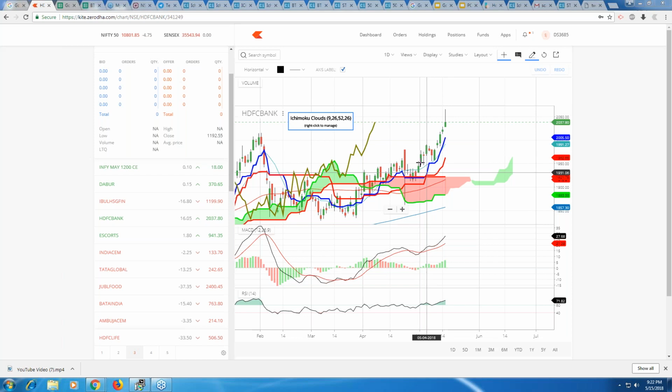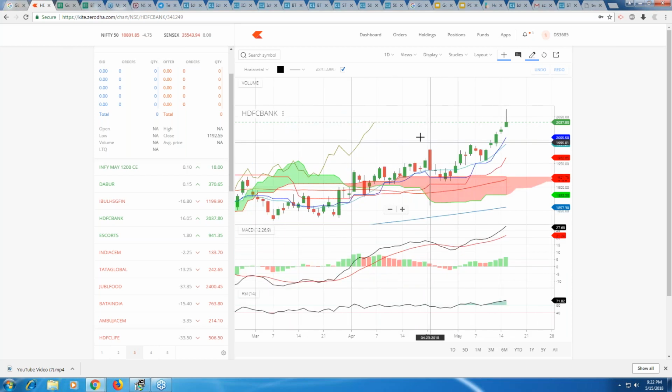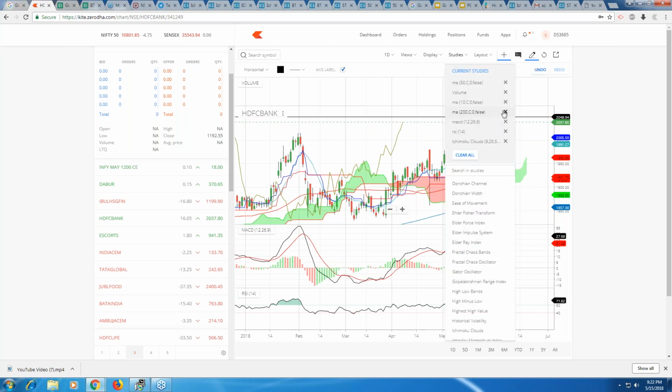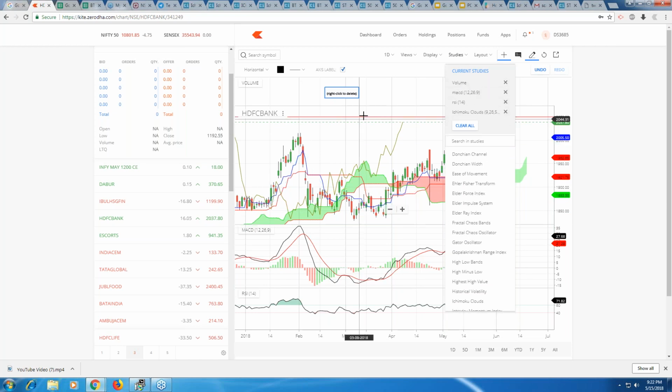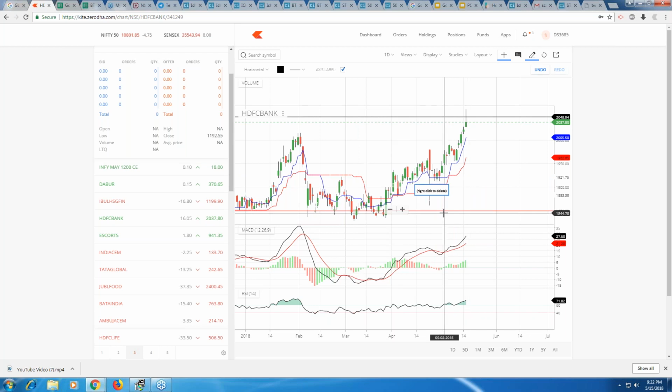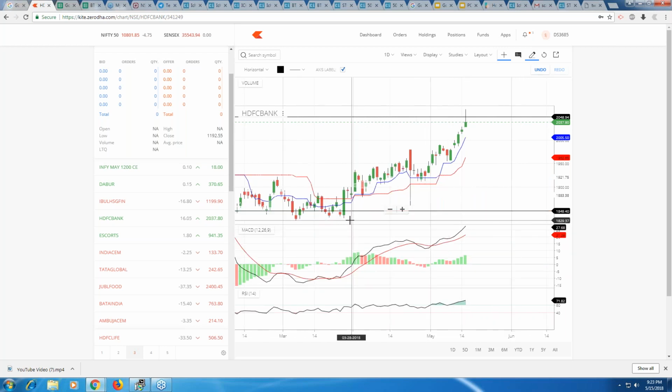So there are many places where you get an entry, right? What are those entries? When the conversion line crosses the baseline, then also we get an entry. Let me just reduce some of the things from here so that you can see more clearly. I'm going to keep just the conversion line and the baseline in Ichimoku, and remove the rest, so that you can see very clearly. Now see here, this is how it is.